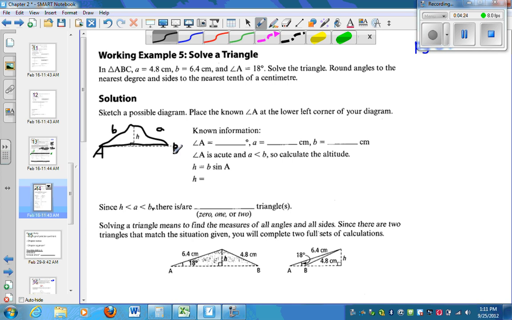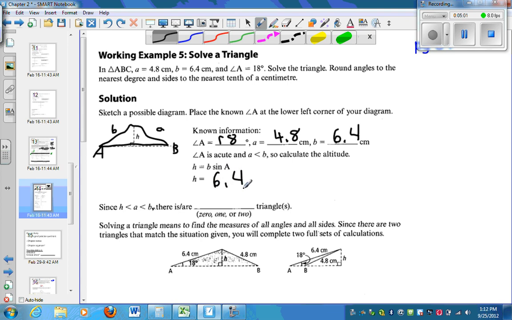My known information: sorry, that's not true. Angle A is equal to 18. Side a is 4.8. Side b is 6.4. If A is acute and a is less than b, we need to calculate the altitude. So was a less than b? 4.8 was less than 6.4, yep. So we need to go b sine A to find that height.